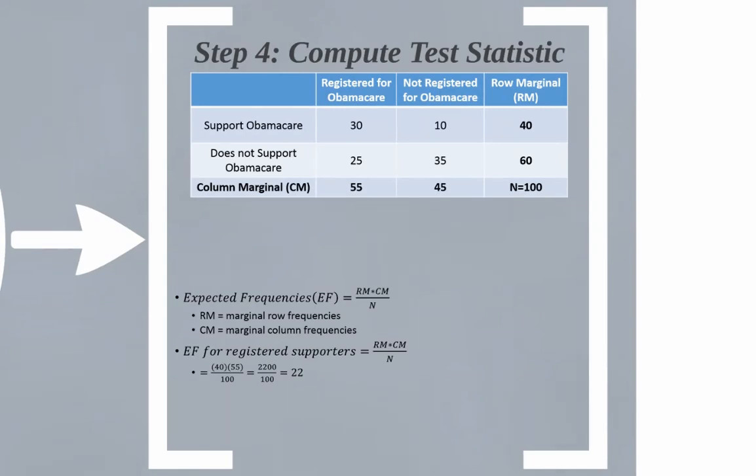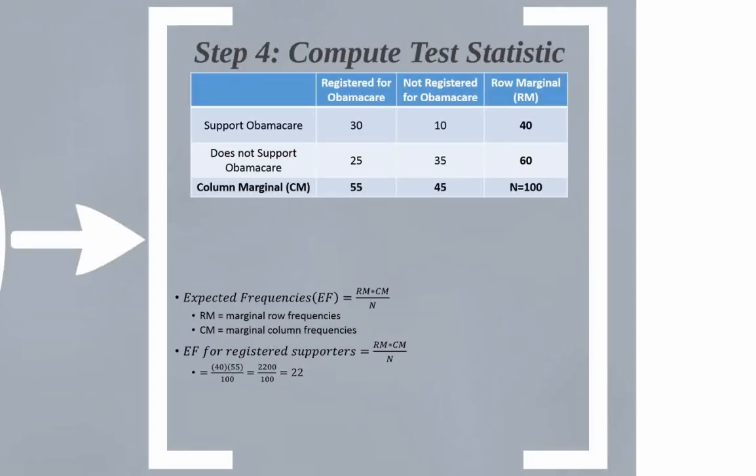If we take a look at the expected frequencies, say for the top left cell here, where we have the 30 registered for Obamacare, what we find is that we can create our expected frequencies for registered supporters, so people who are registered and support Obamacare.